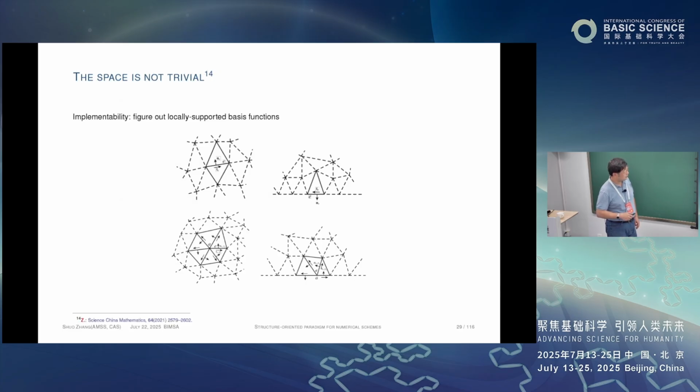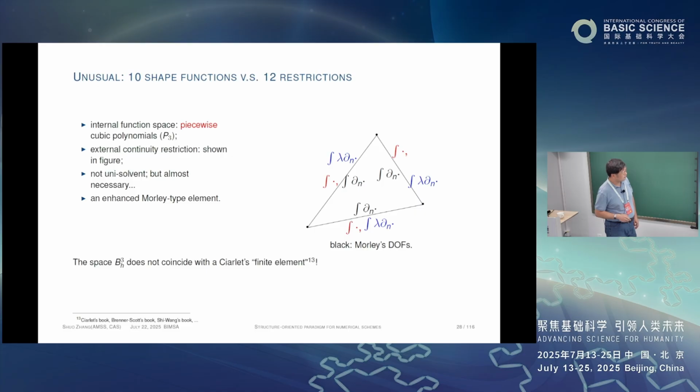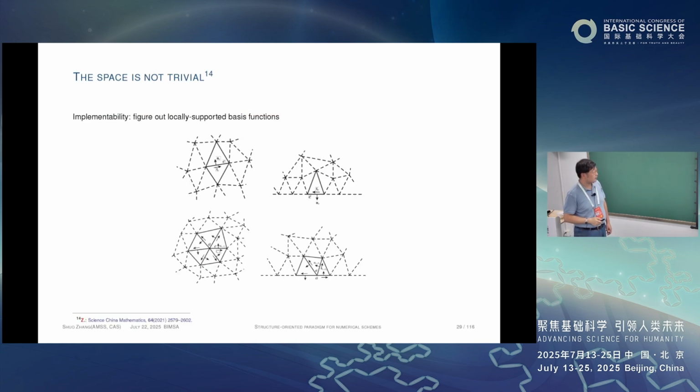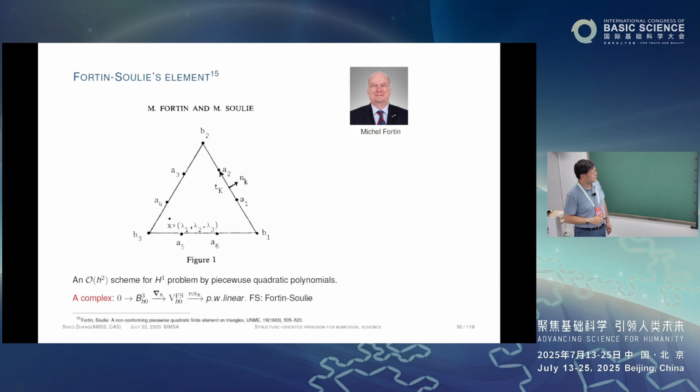So the point is that we do not have a finite element space corresponding to a finite element. So how do we analyze its approximation accuracy? Now we introduce the Fortin-Soulie element. This is Fortin, but I cannot find any photo of Soulie, so this should be Soulie.